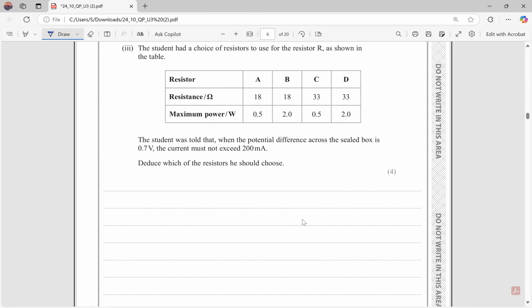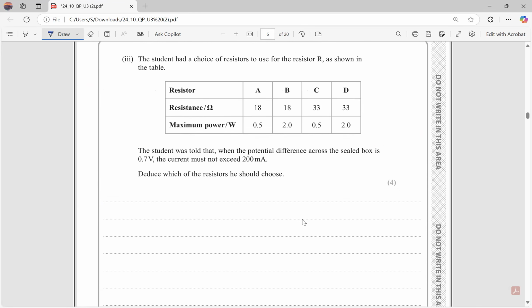Moving on to part 3. The student had a choice of resistors to use for the resistor R as shown in the table. Okay, so there is a mystery after mystery. Now we have 4 choices. There could be any one of these. So there are 4 resistors that could be there in place of R. 2 of them have the same resistances, and then 2 of them again have the same resistances. And we are also told the maximum power. Again, 2 of them have the same power, and 2 of them have the same power.